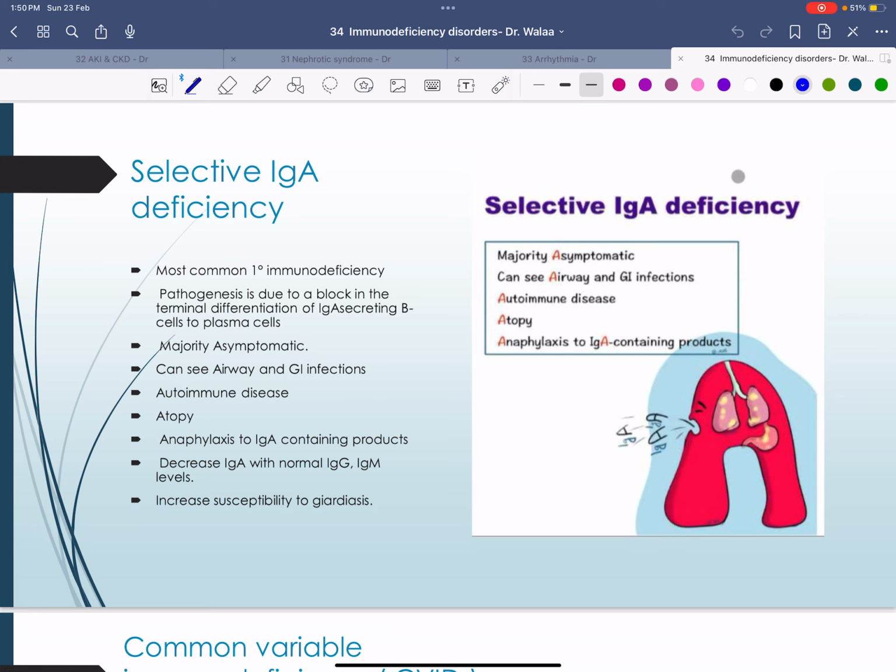People with selective IgA deficiency are at increased risk to develop allergies and atopy. Why do you think?